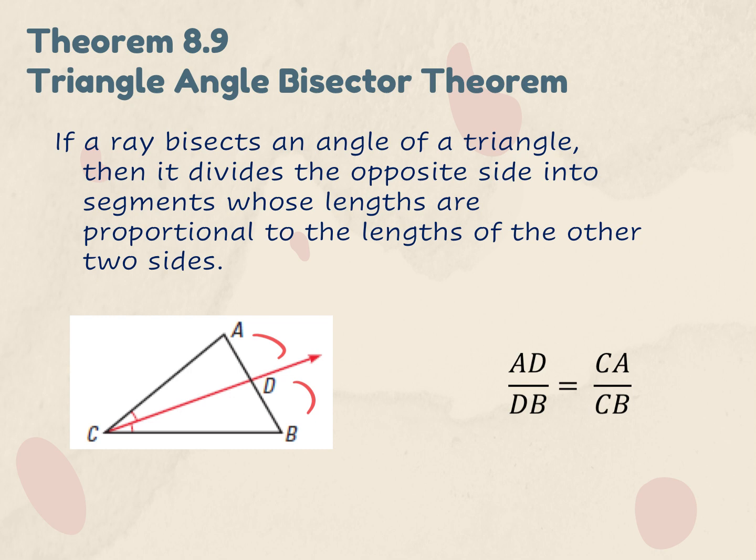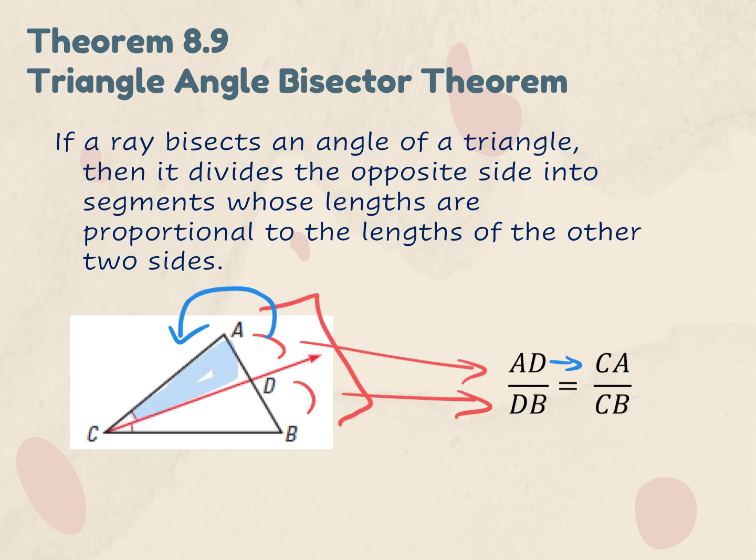So what they've done here is they've taken this side AB that it splits, and they put AD here, DB here. And then the other fraction, or the other ratio, for the one that's across from the AD is the side of the triangle that it's part of. So if you think of this as being a triangle here that the ray has split, and then this one, and then the DB would go with the CB.